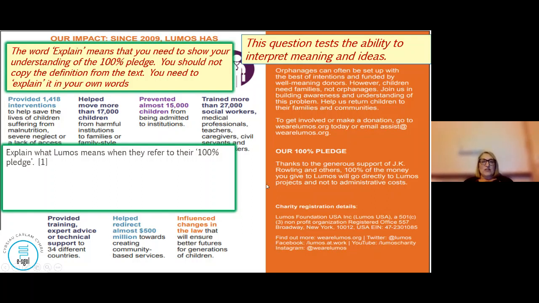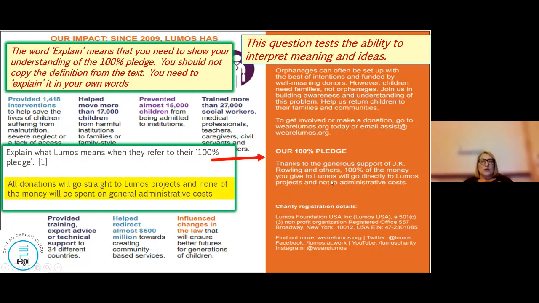You should not copy the definition from the text. In actual fact, the mark scheme says that no marks are to be awarded if you've just copied the definition. You need to explain it in your own words. So you need to look at the answer, which is 100% of the money you give to Lumos will go directly to Lumos and not to administrative costs, but put it into your own words. I've given you an example here. Rather than using 100%, I've changed it to: all donations will go straight to Lumos projects, and none of the money will be spent on general administrative costs. I have used a few words from the text, but I've not copied it word for word. I have put it into my own words, which is important because it is testing your knowledge of interpreting those ideas and explaining them in your own words.